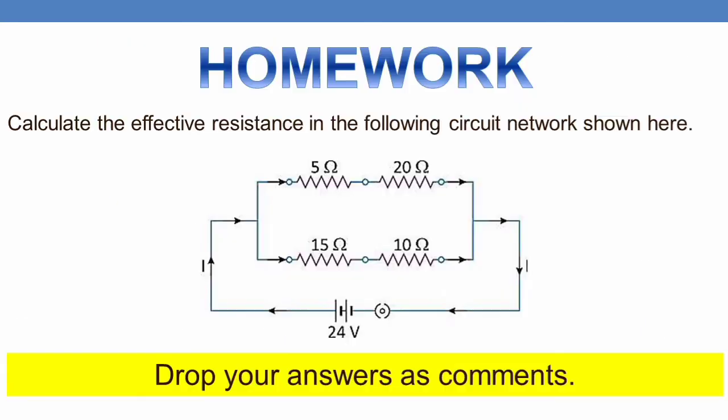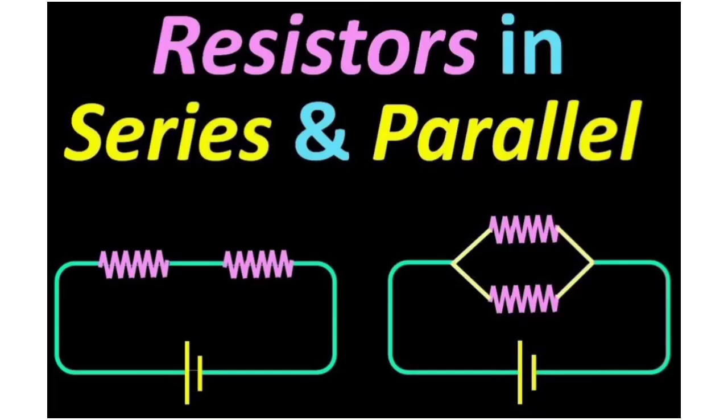So here comes a homework for you. Calculate the effective resistance in the following circuit network shown here. So there are 4 resistances connected in this circuit. Find out the total resistance of this circuit and drop your answers as comments.